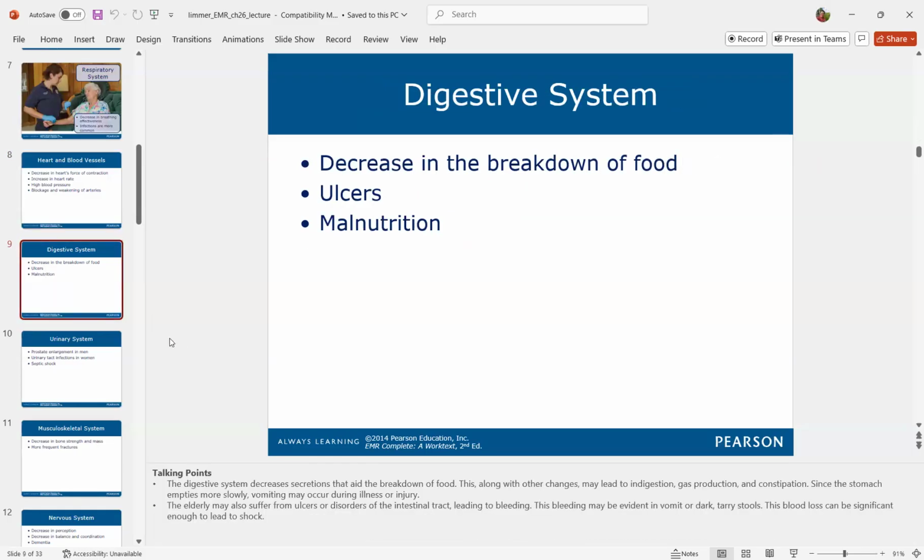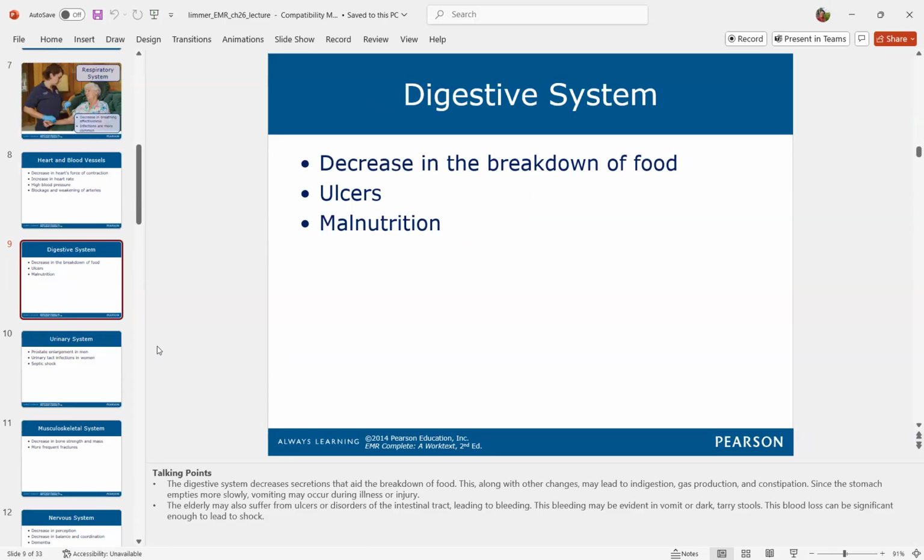Digestive system: this decreases secretions that aid in the breakdown of food. This, along with other changes, leads to indigestion, gas production, and constipation. Since the stomach empties more slowly, vomiting may occur during illness or injury. An elderly patient may also suffer from ulcers or disorders of the intestinal tract, leading to bleeding. This is where the GI bleed would be coming from. The bleeding may be evident in their vomit or dark tarry stool.